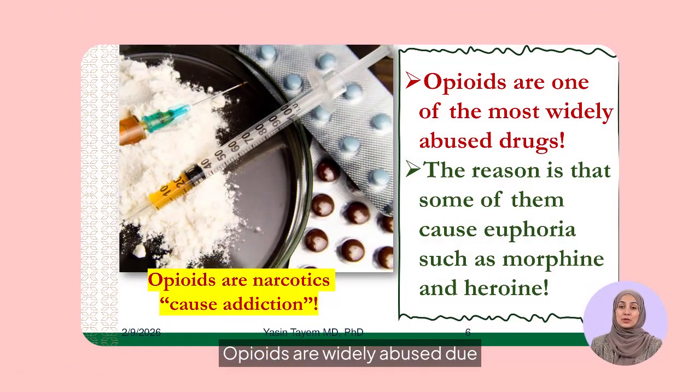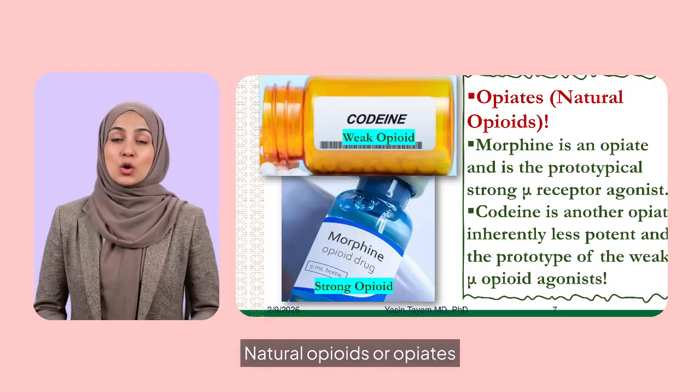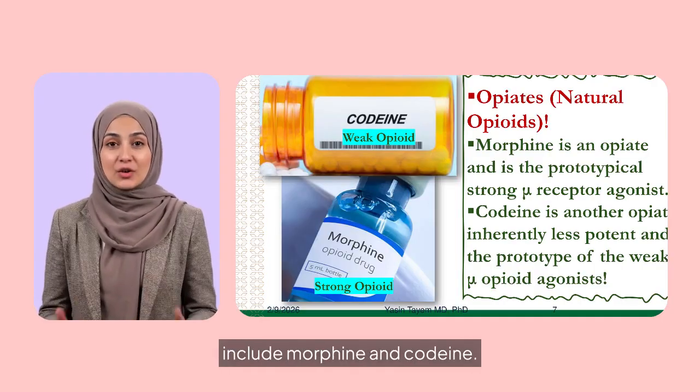Opioids are widely abused due to their euphoric effects leading to addiction. Drugs like morphine and heroin are particularly notorious for causing intense euphoria, making them highly addictive and a significant public health concern. Natural opioids, or opiates, include morphine and codeine.